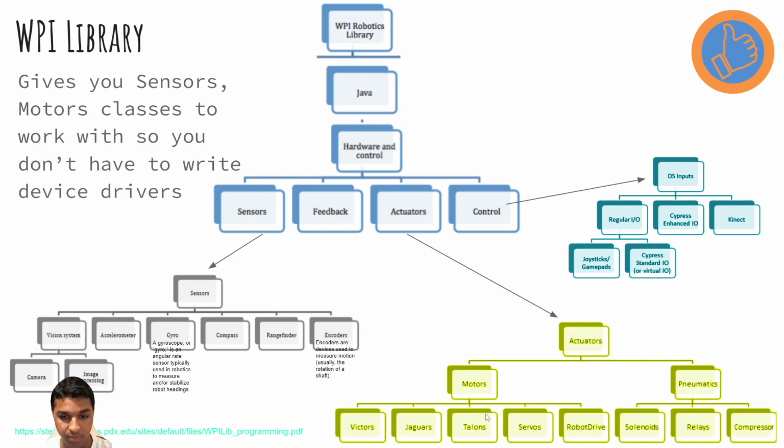You can have one Talon, one Neo, 10 Talons, 10 Jaguars. Doesn't even matter. That's a great thing about WPILib, right? Because it's so versatile. You can use whatever configuration you have, and kind of make it adaptable to whatever you need to make it work, right? And then you also have pneumatics, right? If you're using pneumatics and solenoids, for maybe an intake system, right?